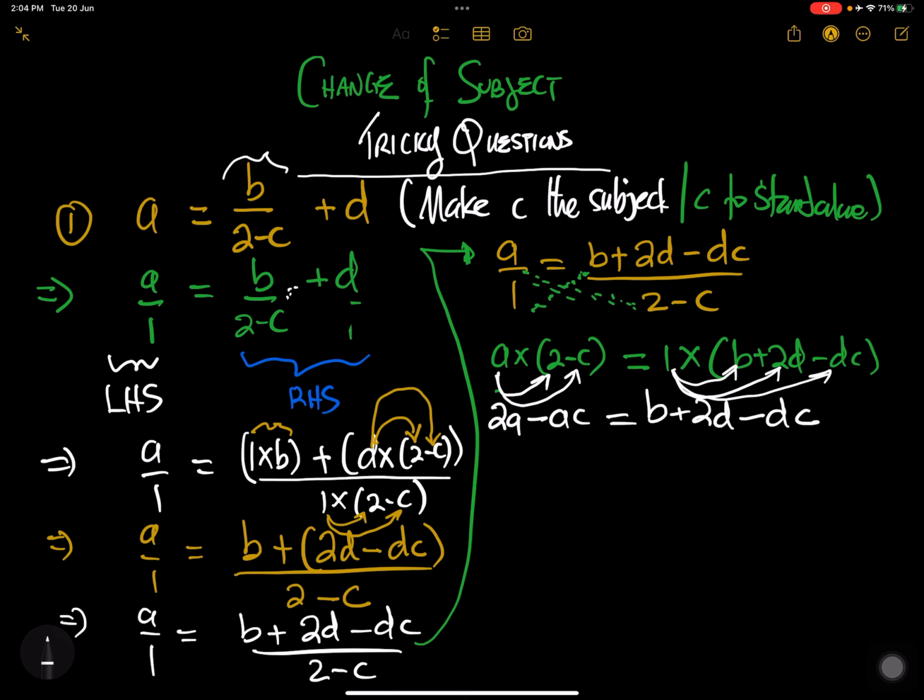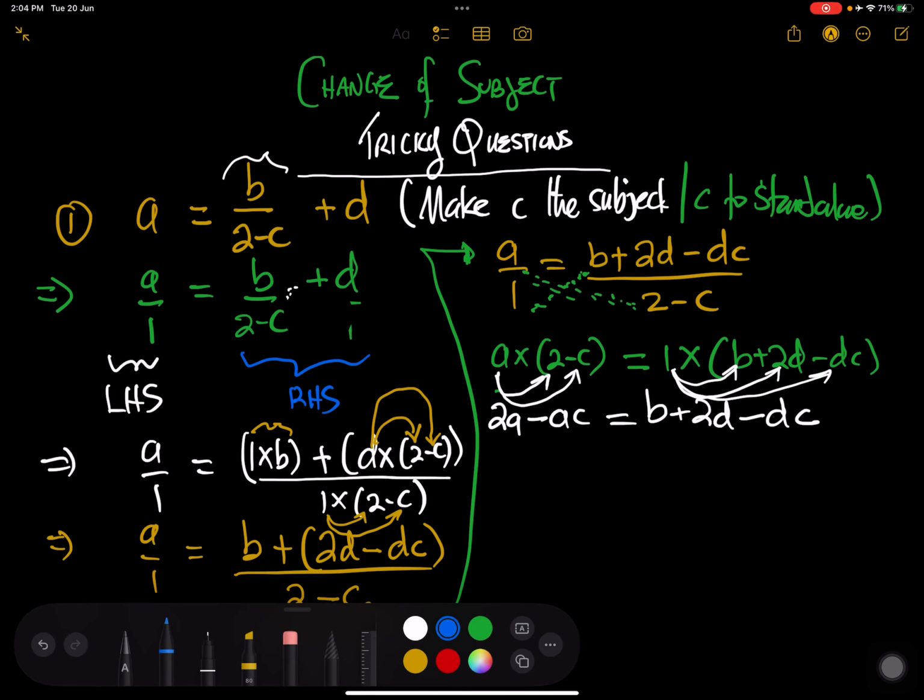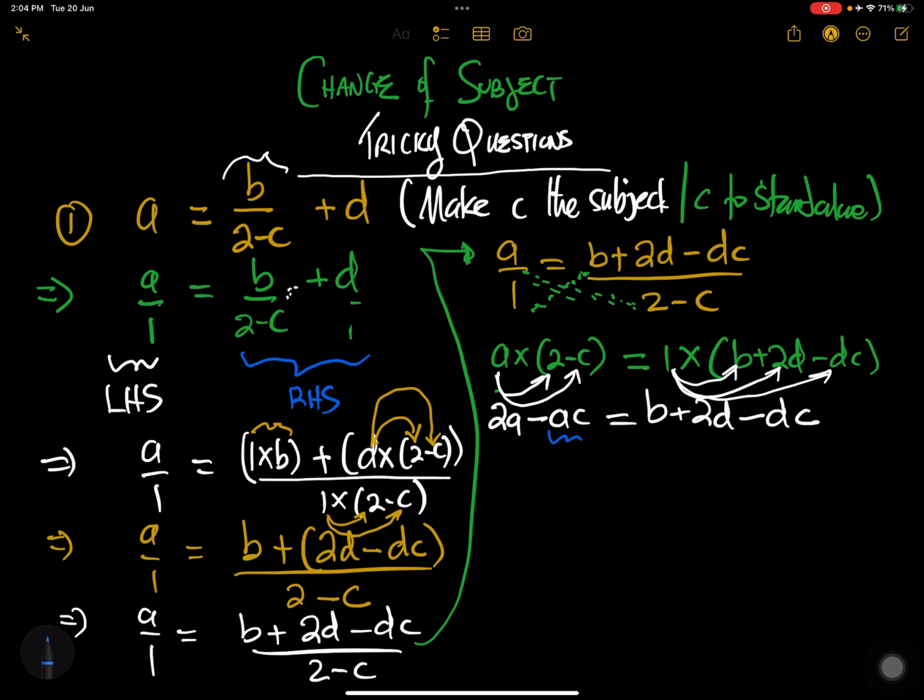Now remember, we are trying to make C stand alone. And on the left-hand side we have something with C here, and we also have C here. So we need to make sure they are together. So the first thing we're going to do is to make this one go away. So we're going to have minus AC here. It's equal to B plus 2D minus DC.